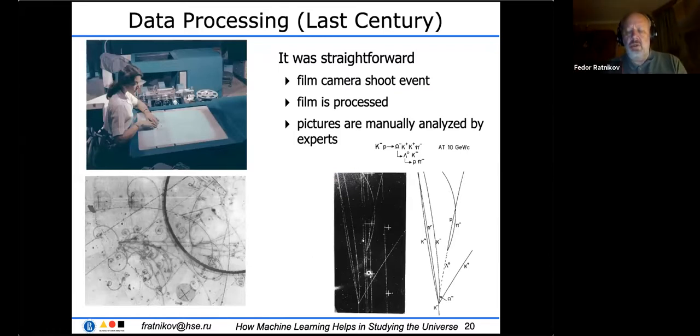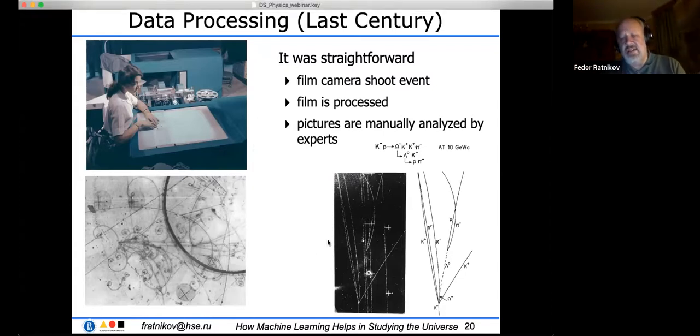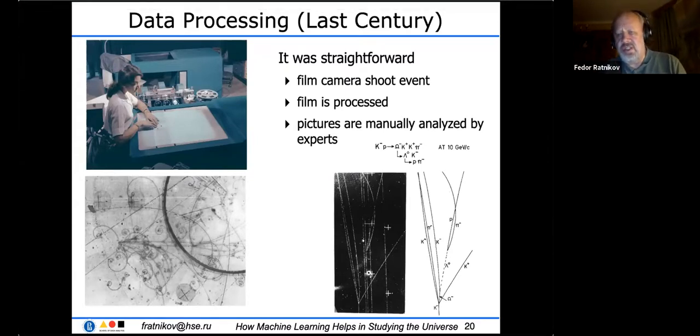So we get those results from the camera, and then the film was processed, and pictures are manually analyzed by experts, like on this slide. Then they reconstruct the picture into a particular decay. So this is the famous picture for the discovery of the omega minus hyperon in 1957.